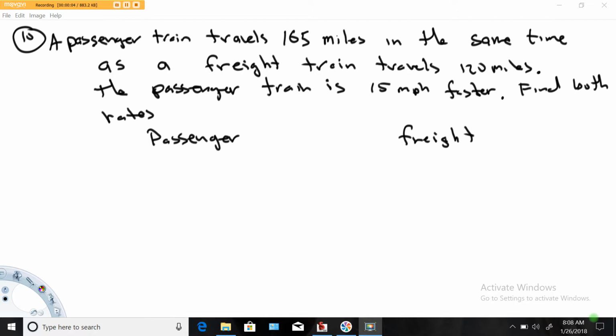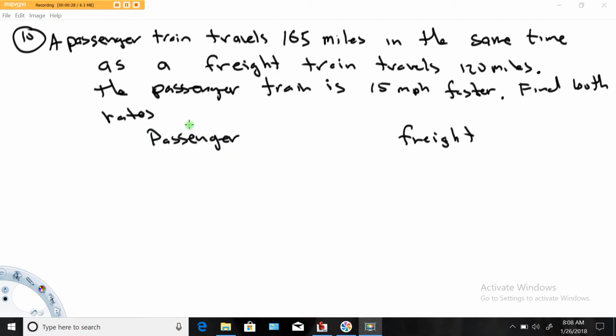I'm making this video to help you out with these uniform motion problems, and the one we're going to look at is number 10 on your handout. It says a passenger train travels 165 miles in the same time as a freight train travels 120 miles. The passenger train is 15 miles per hour faster. Find both rates.